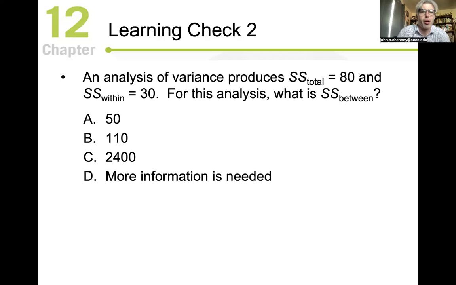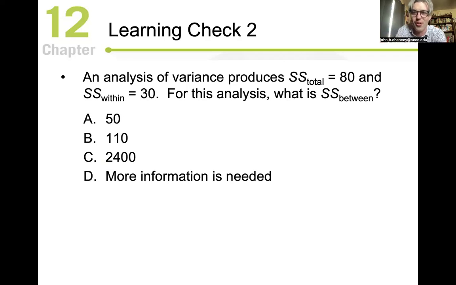Okay. Quick comprehension check. An analysis of variance produces a sum of squares total of 80, and a sum of squares within of 30. For this analysis, what is the sum of squares between? A equals 50, B equals 110, C equals 2400, or D equals more information is needed. I'll just go ahead and spoil it for you. It's not D. But in order to find that, there really are three procedures you can do here.